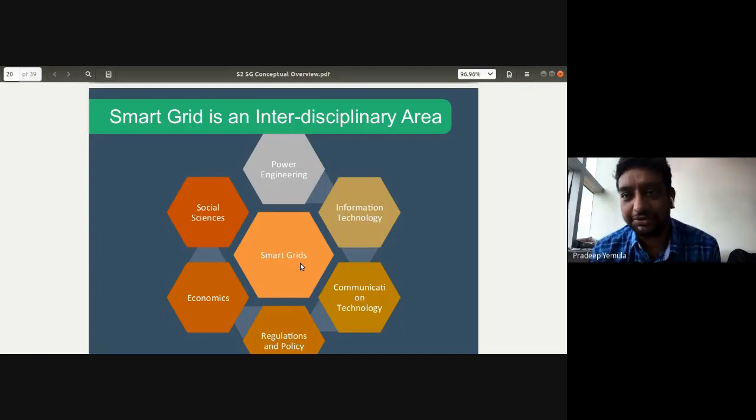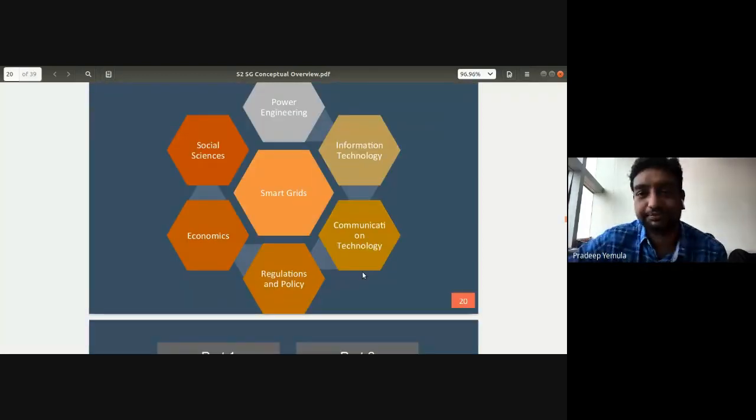Therefore, those who are interested in building a career in smart grids or doing research in smart grids, be aware that you need to have a diverse set of knowledge in different fields, so that you will be able to develop your things in the smart grid technologies. So I'll move forward.